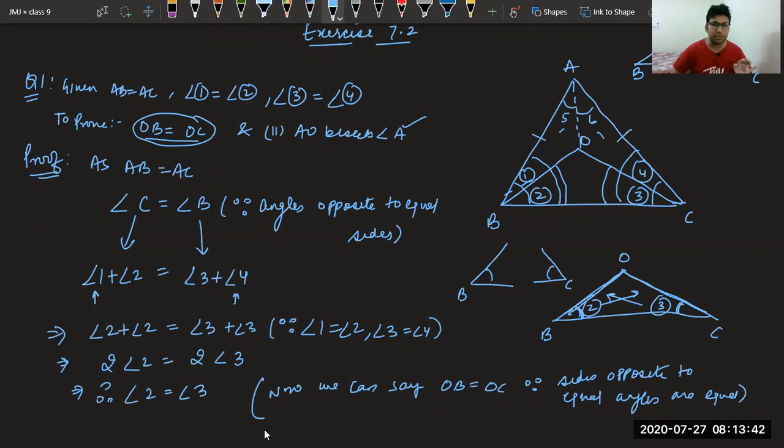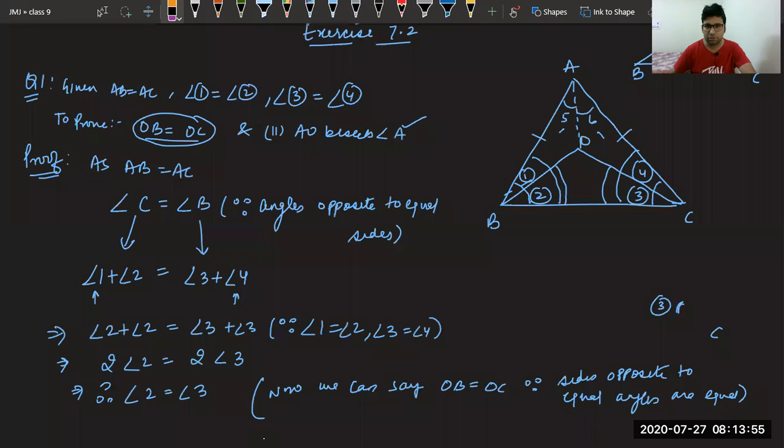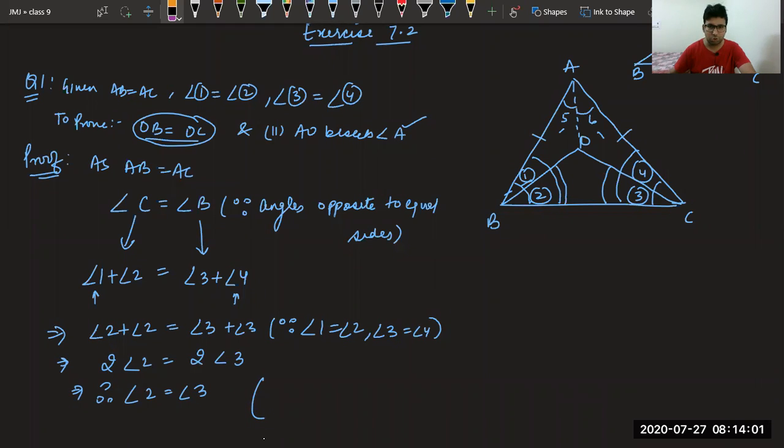Okay, let me rub this. Okay, let me make this. One second. Let me rub this. I have to rub it. Eraser. Now see the next part. First of all, we have taken two triangles. Let me take.